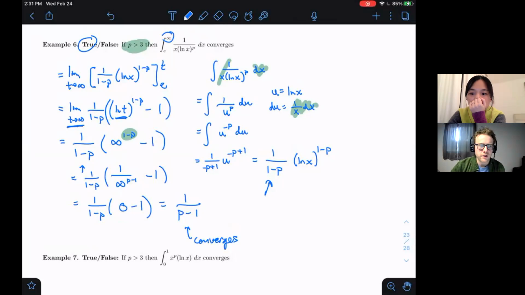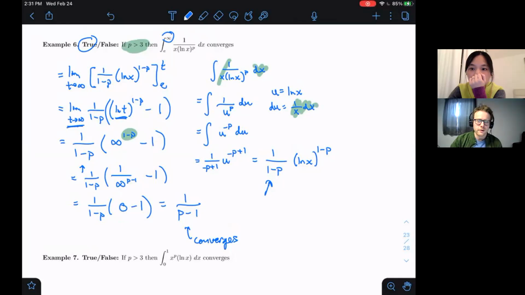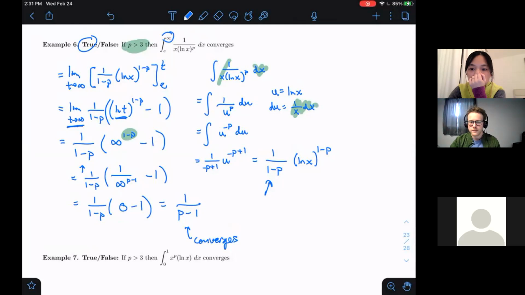I'm sure there are some more things that we should talk about with regards to this. Let's call on Teresa. You have the floor. I'm really confused on why the 1 minus p switched to p minus 1. I think I'm just confused on the concept of it diverging and then converging based on p.